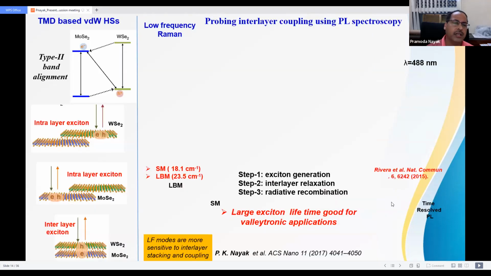So then we make the heterostructure, and we do the photoluminescence as well as the Raman spectroscopy to probe this interlayer coupling between the heterostructure, the twist-dependent interlayer coupling. When you take this type of heterostructure, it undergoes a type 2 band alignment. In the type 2 band alignment, the valence band maxima belongs to one layer and the conduction band minima belongs to the other layer. So when you shine light, what will happen? The electron will go from the valence band to the conduction band. Similarly, the electron in the other layer will go from the valence band to the conduction band. Due to the band offset, the electron will relax here. Similarly, the hole will relax here.